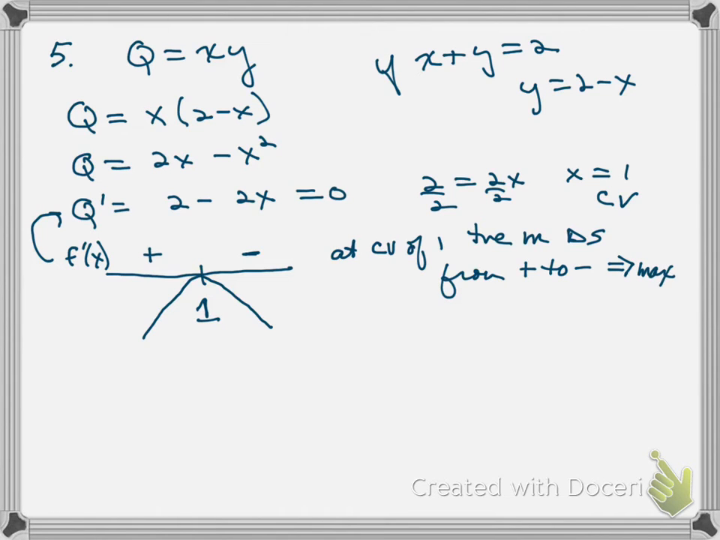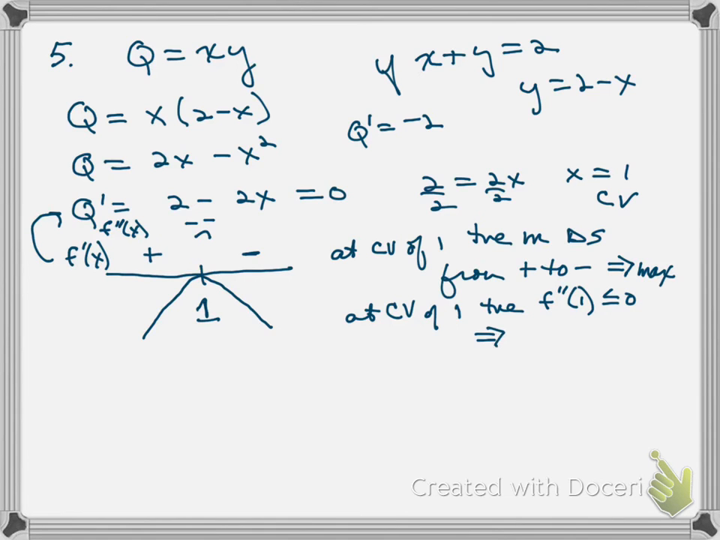Why don't we go ahead and do a second derivative test? Up here I'll do my second derivative. That's going to equal negative 2. So no matter what I put in for my x, it's always going to be negative, which affirms it's concave down. So at the critical value of 1, f double prime of 1 is less than 0, which leads to concave down, which leads to a max. Okay, so we have both statements.